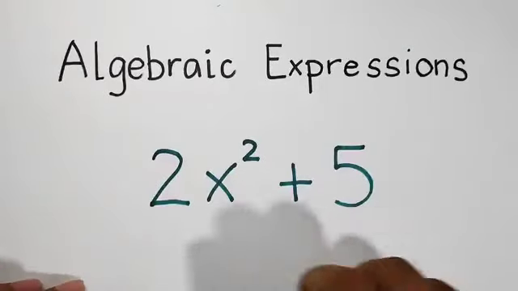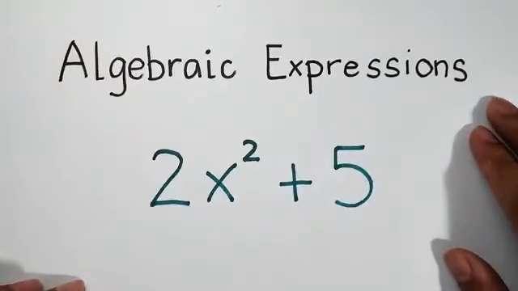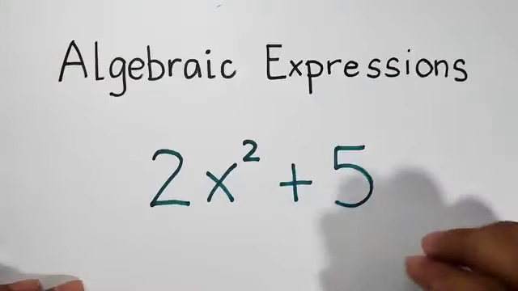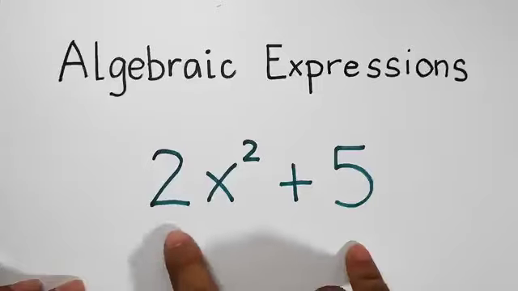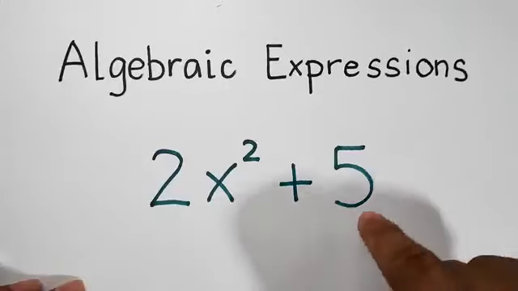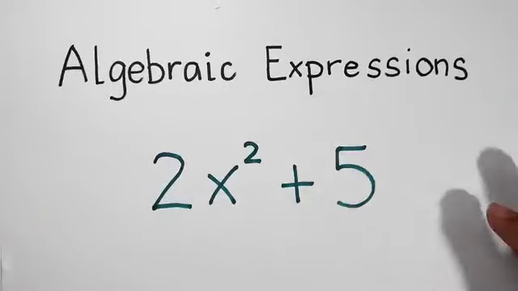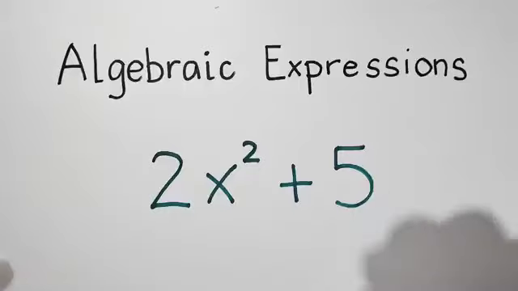So we have here algebraic expressions. Now basically, in this kind of topic, this one is the introduction for the algebra. So what we have here is 2x squared plus 5. We will try to give you the different parts of a given algebraic expression using these examples.